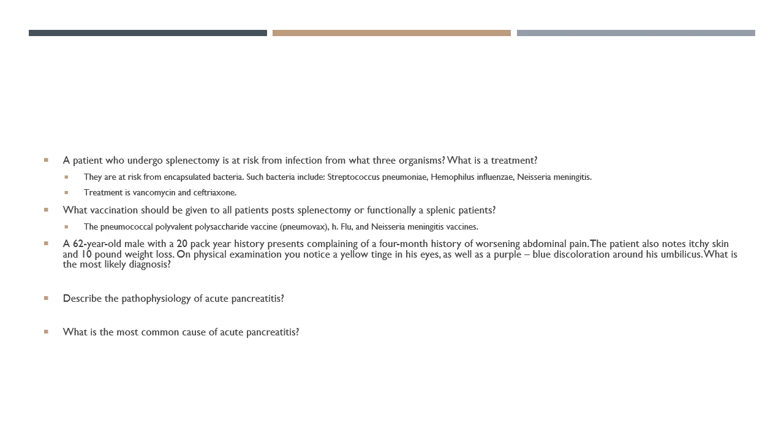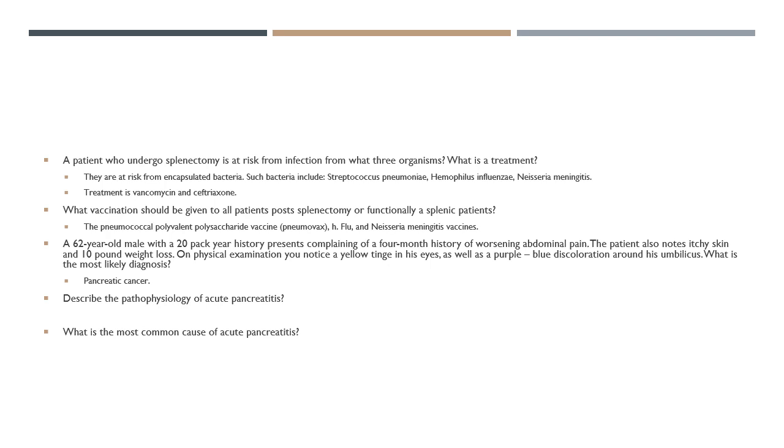So that makes sense. A 62-year-old male with a 20-pack-year history presents complaining of a 4-month history of worsening abdominal pain. The patient also notes itchy skin and a 10-pound weight loss. On physical exam, you notice a yellow tinge in his eyes as well as a purple-blue discoloration around his umbilicus. What is the most likely diagnosis? Pancreatic cancer. So here we have itchy skin, so that's the jaundice that occurs.